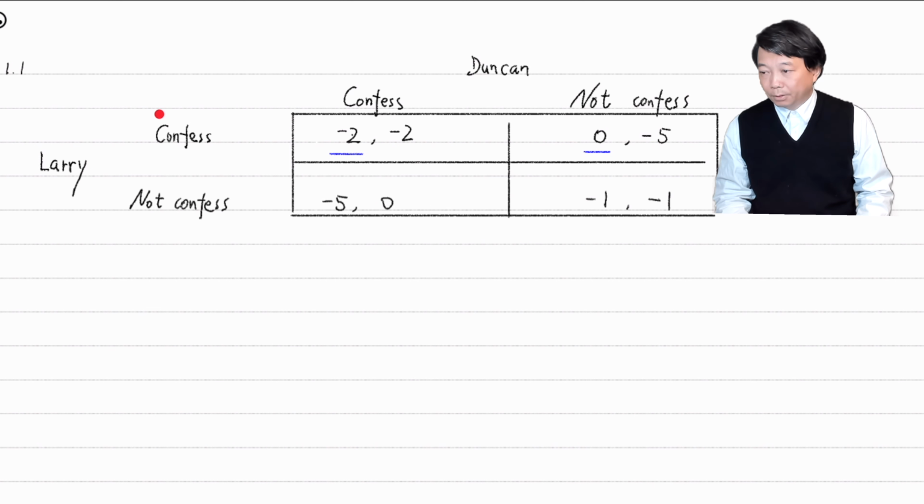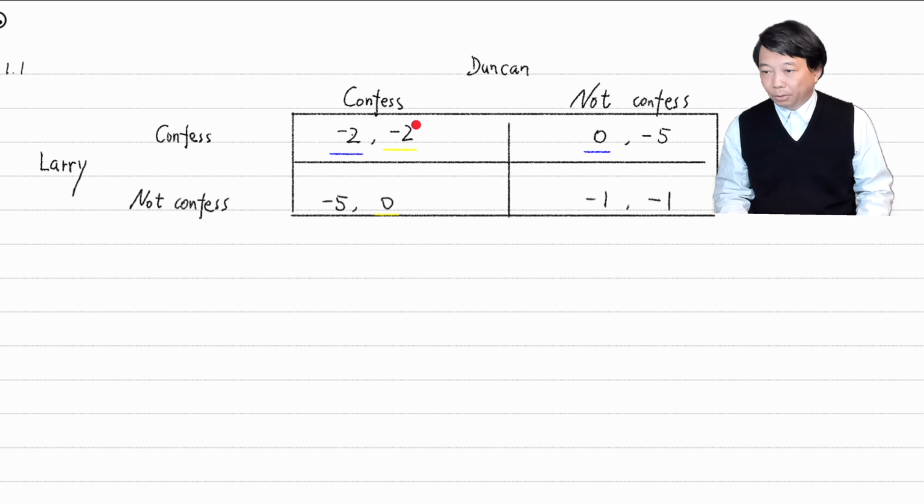If Larry confesses, Duncan gets 2 years in prison if he chooses to confess, but gets 5 years in jail if he remains silent. We underline his payoff -2. If Larry does not confess, Duncan gets free if confessing, but 1 year in prison if not. His best response is confessing. We underline the payoff of 0. Duncan is also better off confessing no matter what his rival chooses.